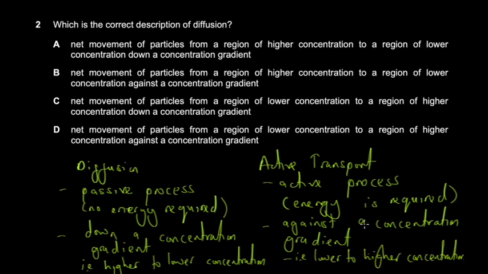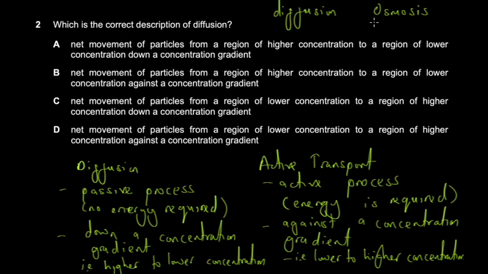So these are the differences between diffusion and active transport. You're supposed to know them, and you're supposed to know the difference between diffusion and osmosis, okay? The way that I want you to remember this is that osmosis is a specific type of diffusion, okay? So it's actually a type of diffusion, osmosis.